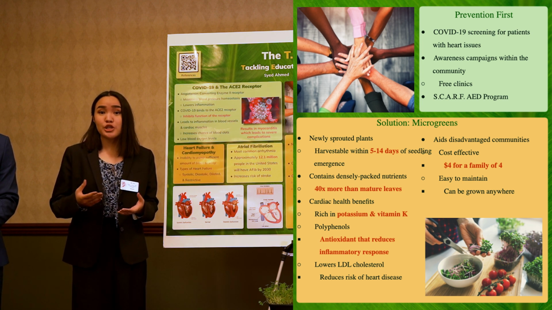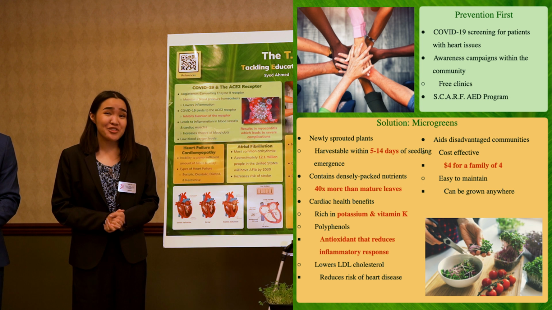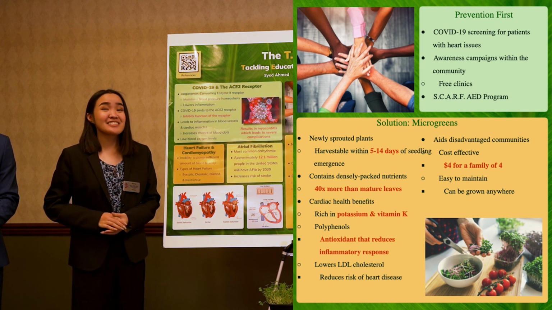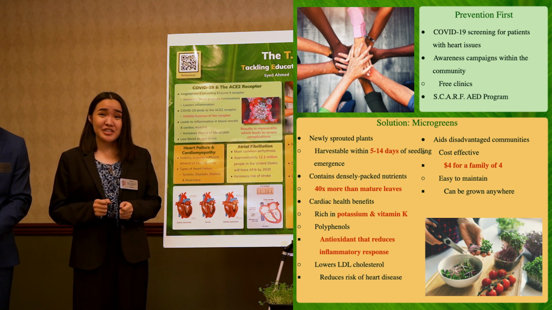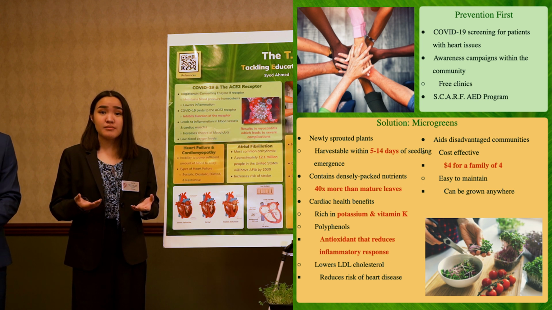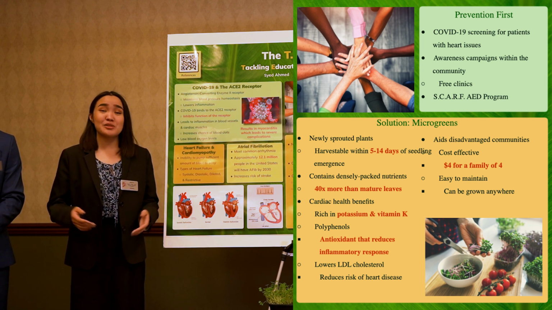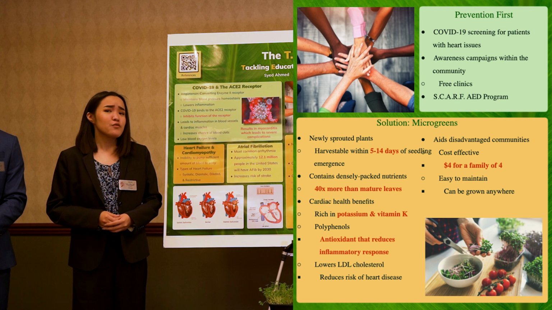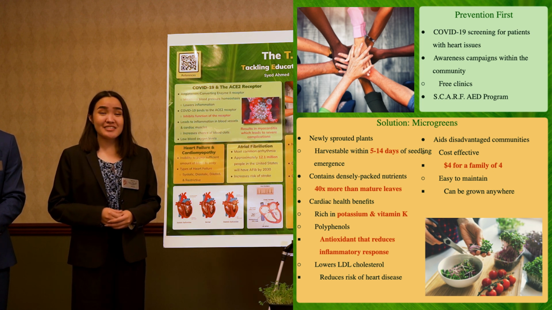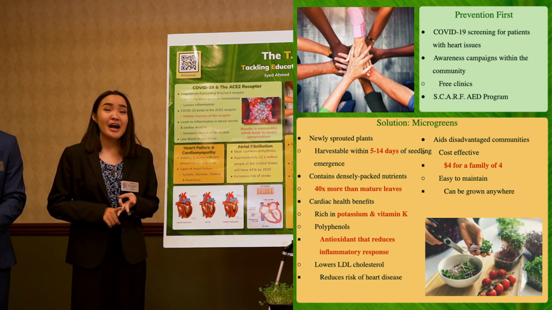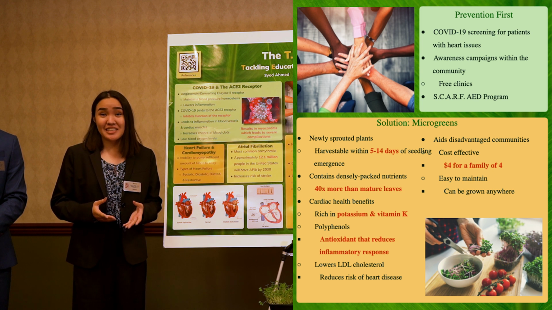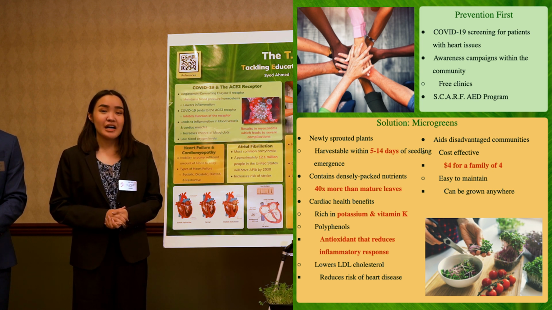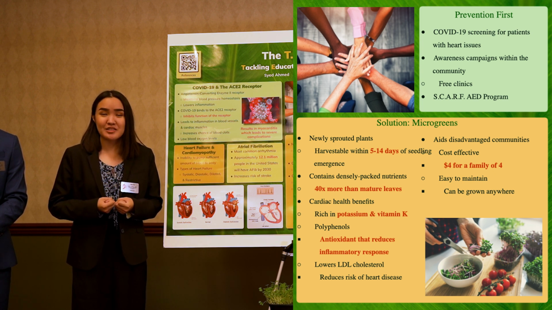A research team for the U.S. Department of Agriculture actually found that microgreens can contain up to 40 times more nutrients than their mature leaf counterparts. These vital nutrients are highly beneficial for cardiac health. For example, brassica microgreens like broccoli, kale, and radish have high levels of potassium, which helps with depolarization, allowing your heart to squeeze out blood to the rest of the body.